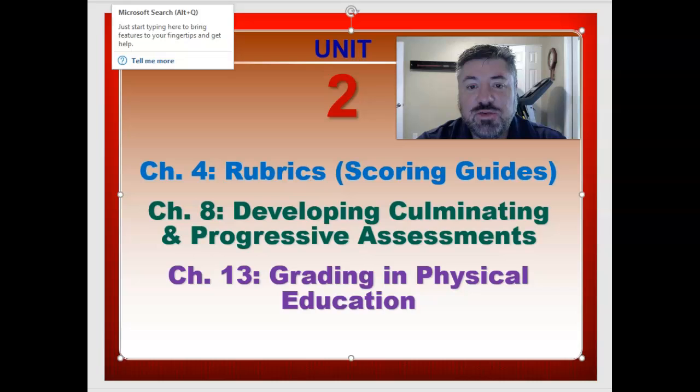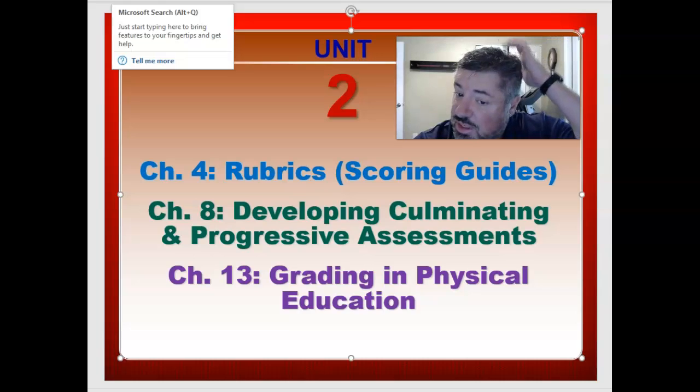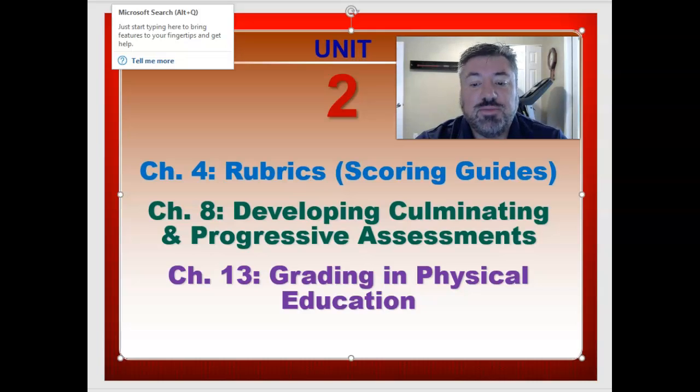This is the beginning to our Unit 2 material. And Unit 2 covers rubrics and scoring guides, the Chapter 4 material, Understanding Rubrics and Scoring Guides. Chapter 8, Developing, Culminating, and Progressive Assessments. And we will touch on Chapter 13, Grading in Physical Education.